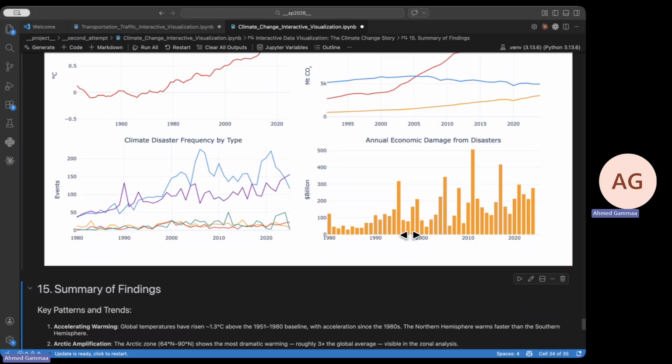The key takeaway here is that interactive visualizations transform abstract climate statistics into an explorable story, where the user can shift perspective, drill into details, and discover patterns that static charts would miss.